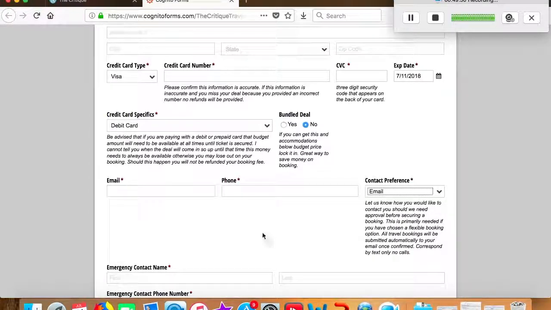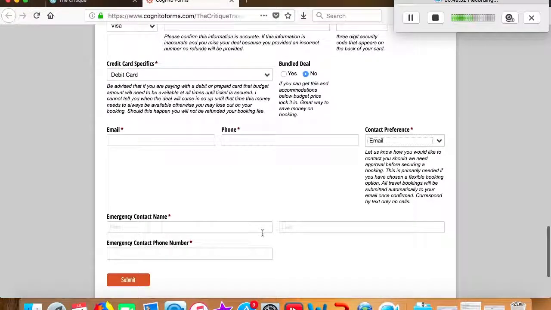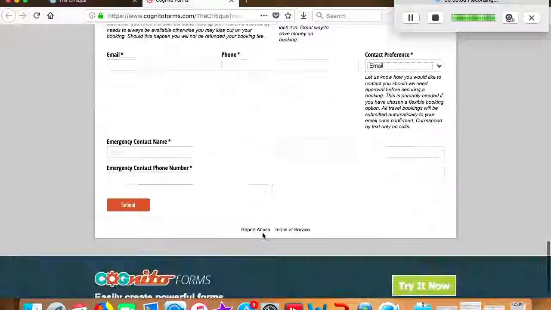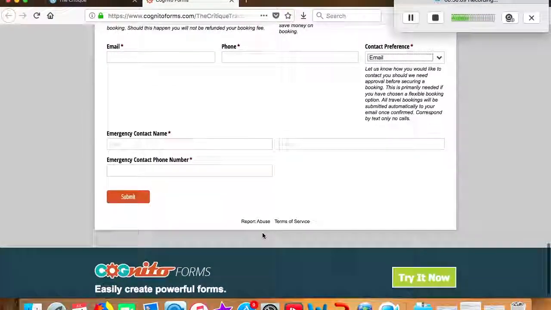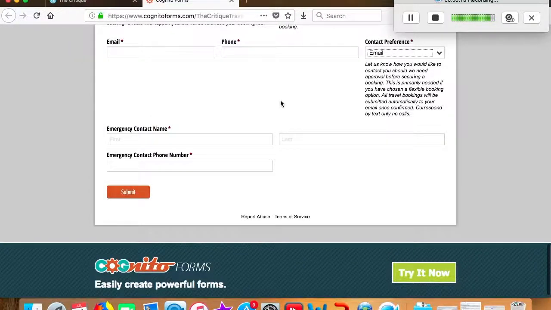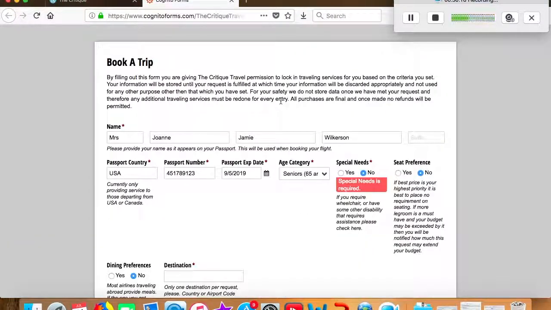So that's just that. Here we have emergency contact name. This is information that I would need to have to put on your ticket. Most of the time when you purchase a ticket, they also have an option for you to put an emergency contact. So this is where that information would go. And then all you do once all this information is filled in is click submit and wait for a response. And this is the beginning process of booking a trip with the Critique.